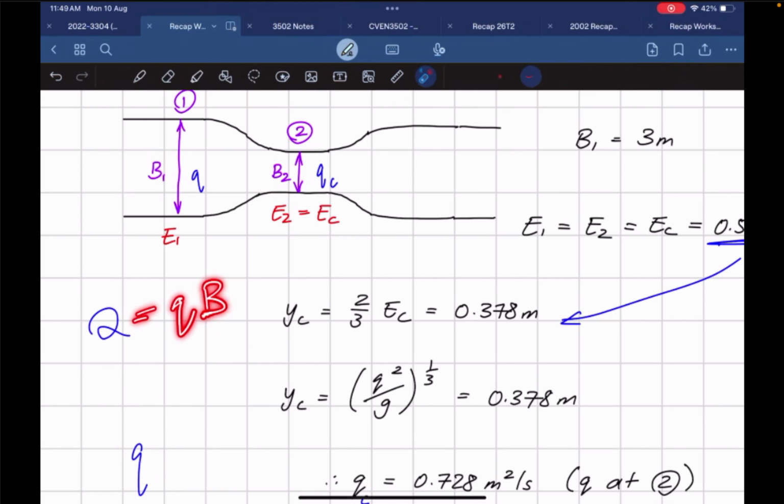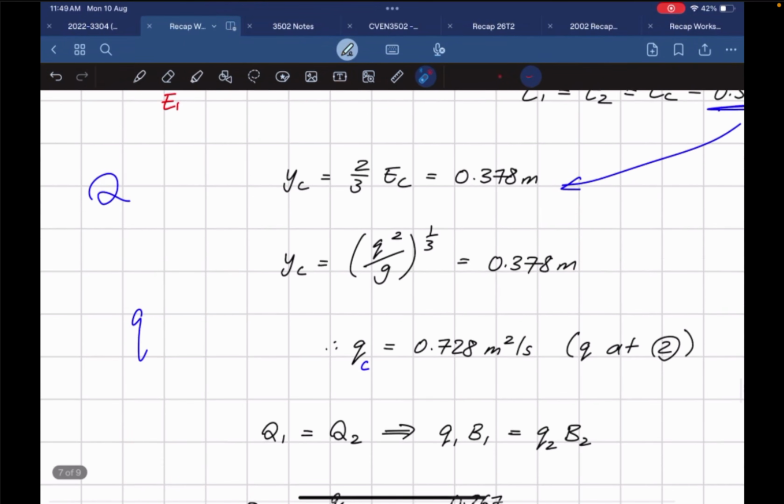So what I'm going to do is a conservation of mass or flow between point 1 and point 2. We've got Q1 here, we've got Q2 here. We know that Q1 is going to be equal to Q2. True or not true? True. Using that, I'm going to say q1 B1 is equal to q2 B2.